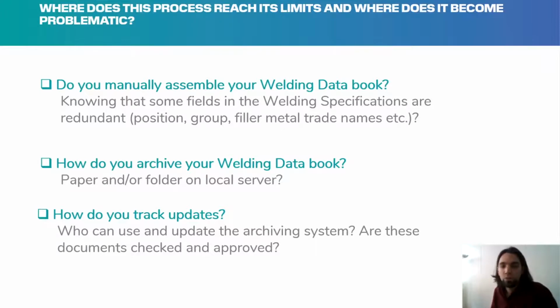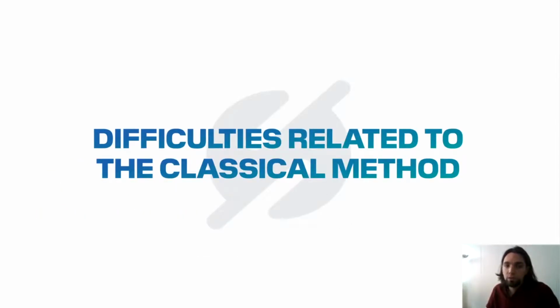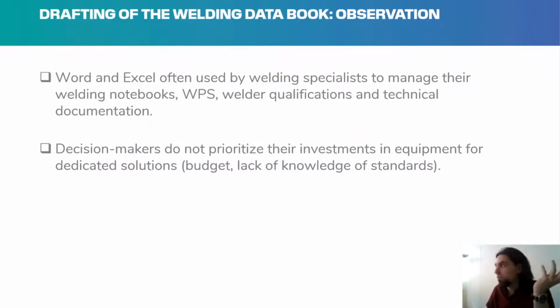And how do you track updates? So who is in charge of that? Can you track all the modifications of the data book correctly? Or are these documents checked and approved? Okay, you need to know that. So, of course, there are some difficulties related to the classic method we just saw. Word and Excel are often used by welding specialists to manage their welding data book, WPS and welder qualification and technical documentation. Yes.